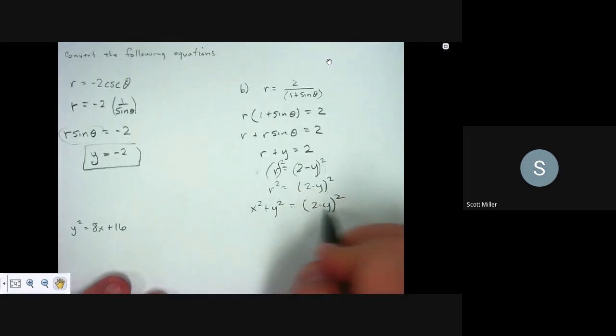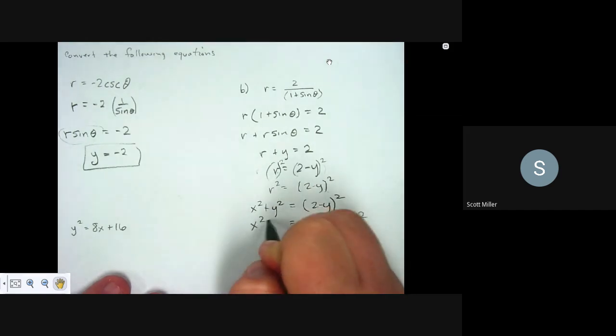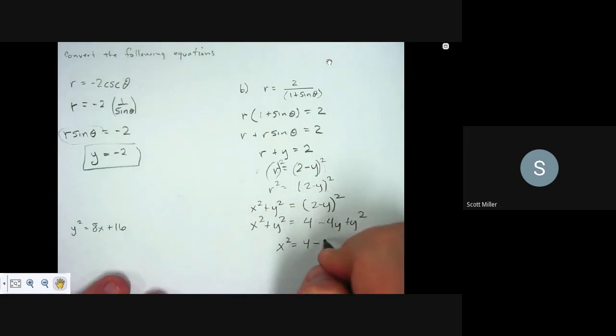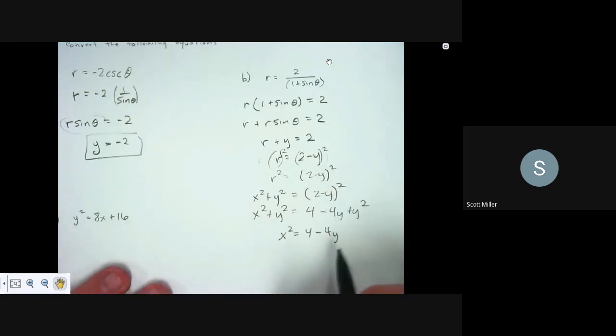You want to expand this out and simplify where we can, and you notice that the y squareds drop out. And I get x squared is equal to 4 minus 4y. You can try and solve for y, which would be fine. You can also just leave it just like that. That's fine too.